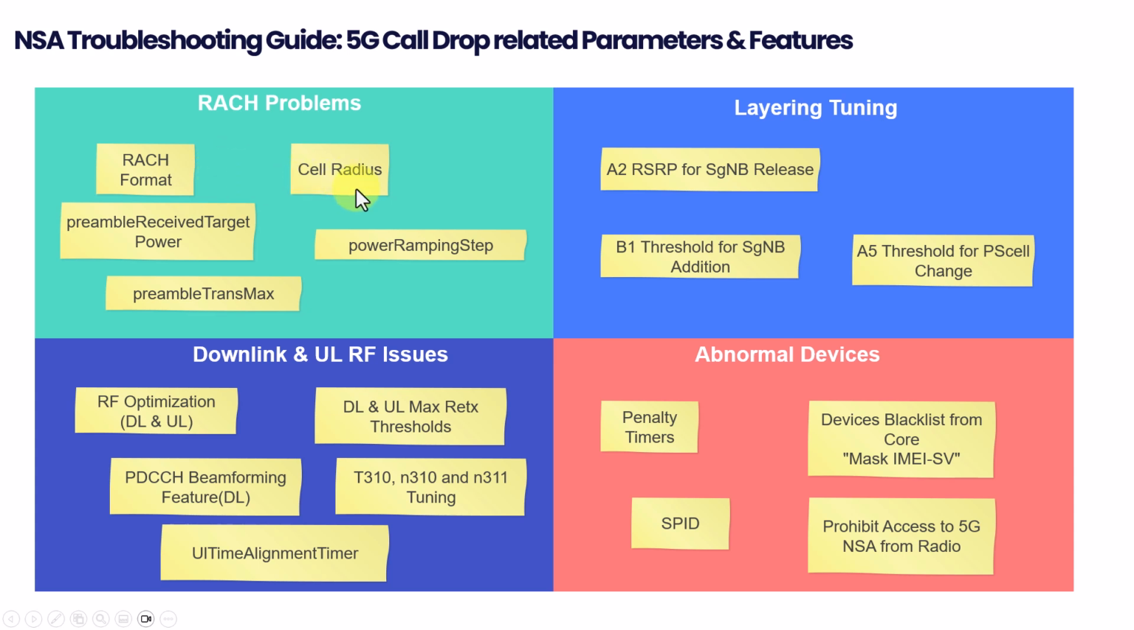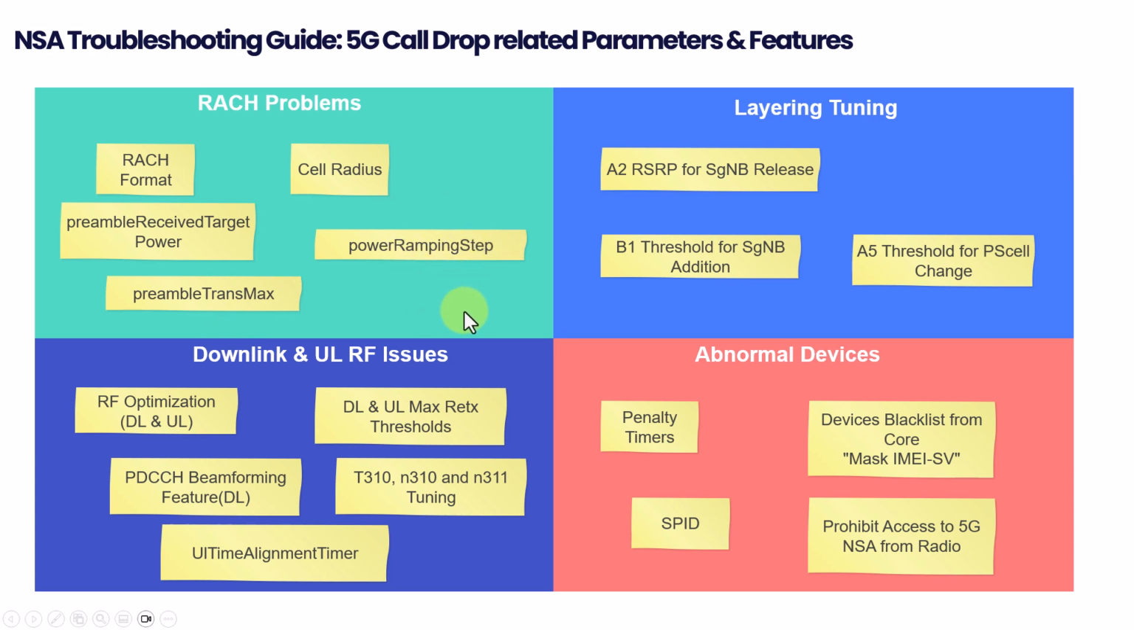Also, sometimes you'll find that some of the cells are crossing the cell radius. In this case, you may need to change the cell radius to be able to have a successful RACH, which will be reflected in the call drop rate. In some cases you would like to increase the power, maybe for some of the edge sites. Also, you can change the preamble transmission maximum, for example how many preamble transmissions or retransmissions are allowed at maximum. Also, the power ramping step.